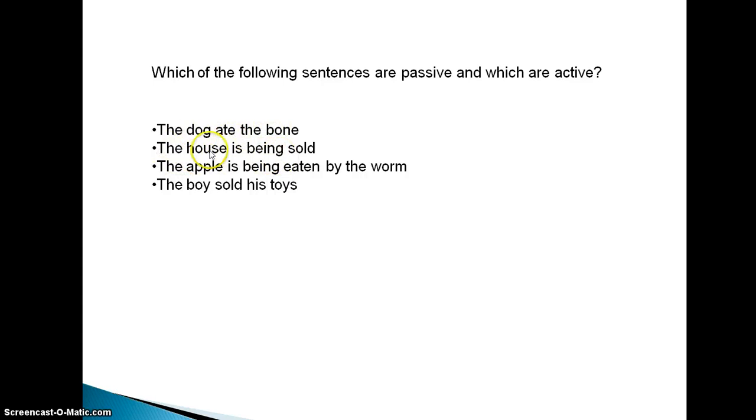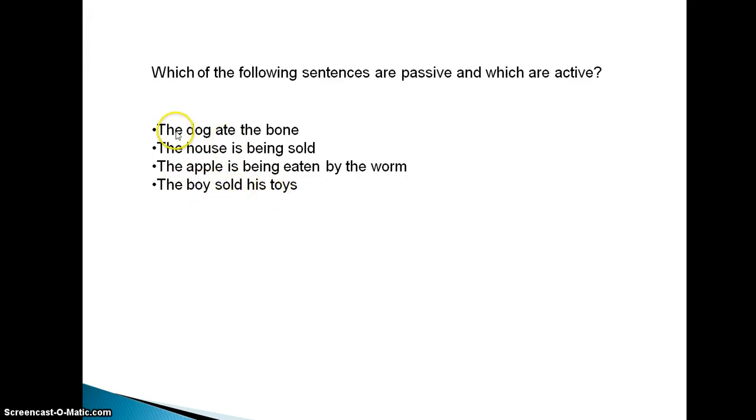The house is being sold, the house is being sold by someone. So this one's a passive sentence because it's having the action done to it. The apple is being eaten by the worm. Again, this is a passive sentence because the apple is having something done to it. And the boy sold his toys. The boy is doing the action to his toys.